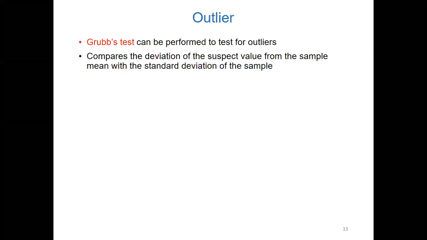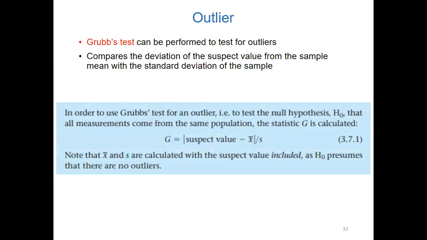The Grubbs test, we call that G. We can call it the G test also, but the name is the Grubbs test. Using this test, we can compare the deviation of the suspect value from the sample mean with the standard deviation of the sample. So if we have any suspicious value that may be an outlier, we compare it with the sample mean and standard deviation of the sample. This is how we perform the Grubbs test.